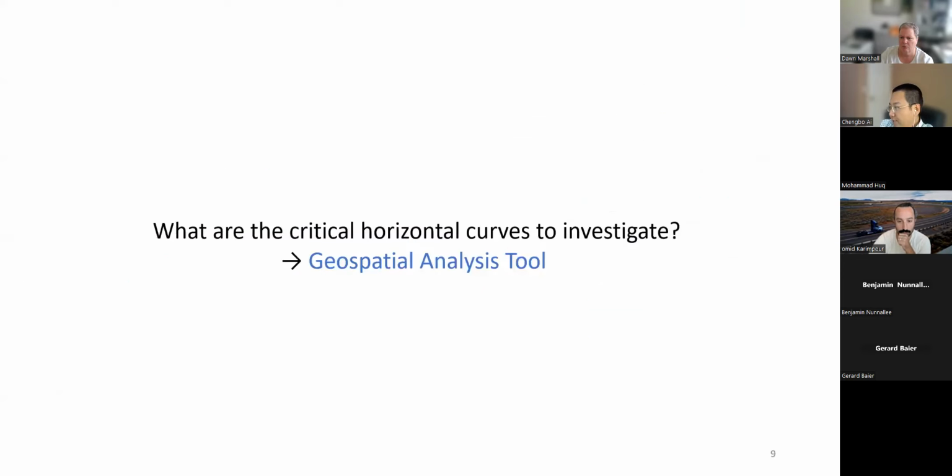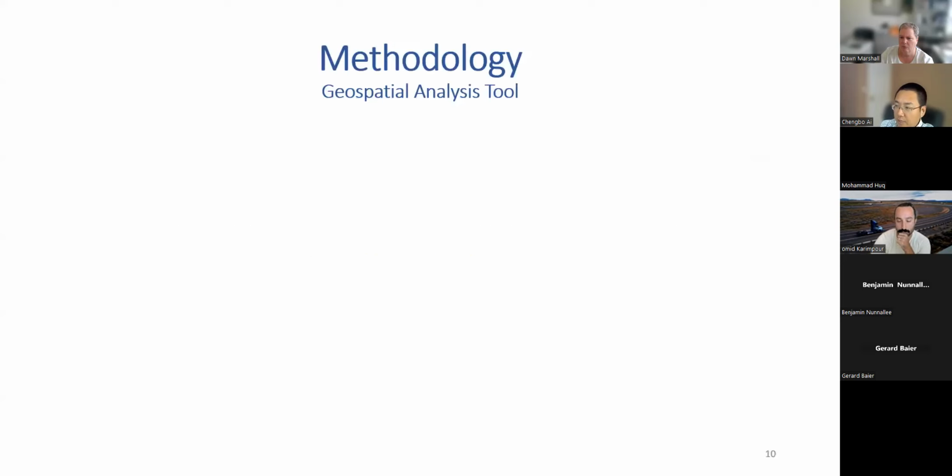Okay. The second part is, well, we have the inventory. Now we know where the curves are. We know what the parameters are, and also for DOTs, we also know where crashes happen, right? But we just want to know what's the linkage, or what are the curves we should look into. So that's where the geospatial analysis tool becomes handy.